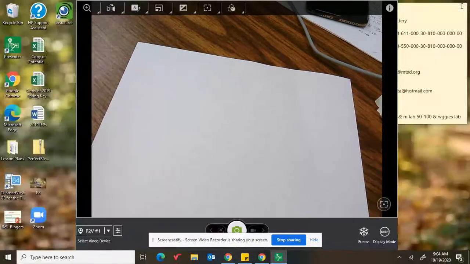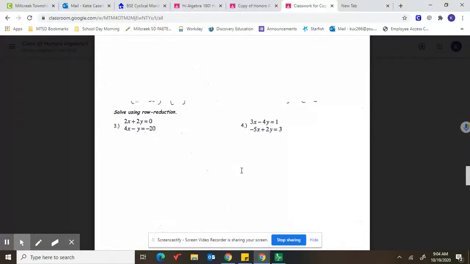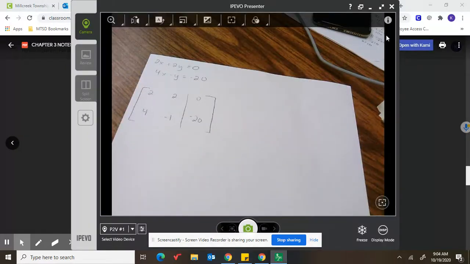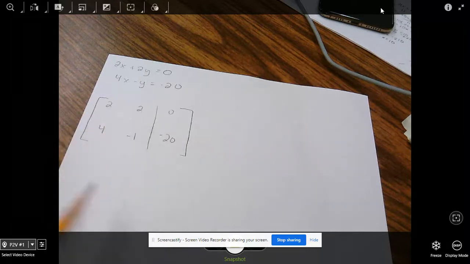Okay, let me click off the screen. Next problem is going to be using row reduction. We have 2x plus 2y equals 0, 4x minus y equals negative 20. And we're going to make an augmented matrix, meaning we're just using the coefficients and we're just using the results. The missing variables are assumed. So here are my coefficients. When you multiply, let's go back a step.